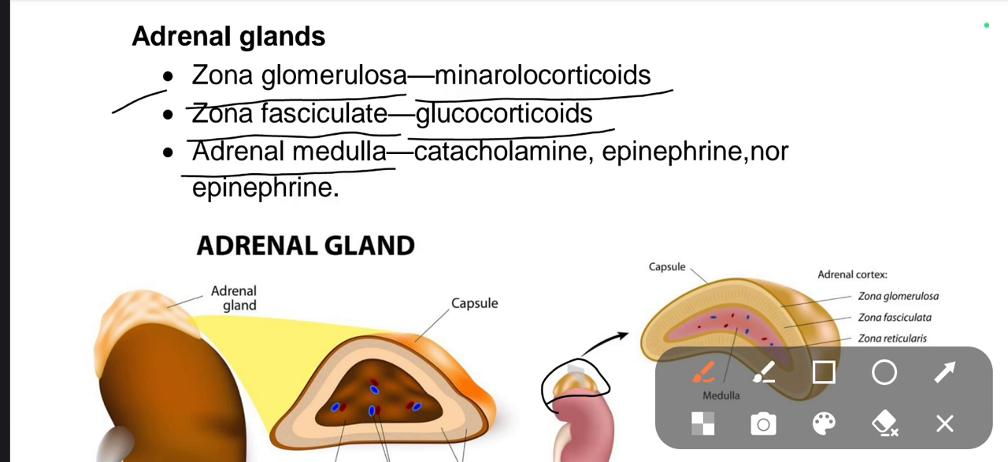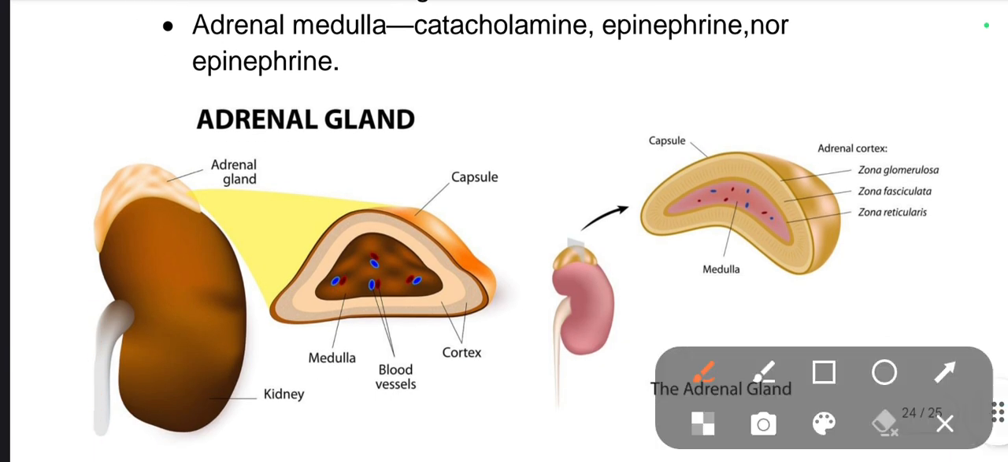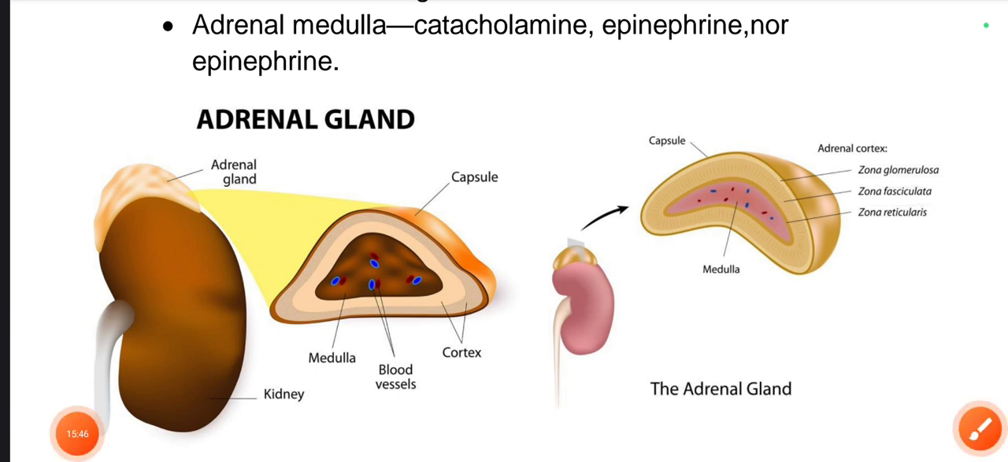The last one is the adrenal medulla. It produces catecholamines, epinephrine and norepinephrine. These hormones are produced by the adrenal medulla. Medulla is nothing but the innermost part. Here you can see the parts: zona glomerulosa, zona fasciculata, zona reticularis. These three parts produce different types of hormones.